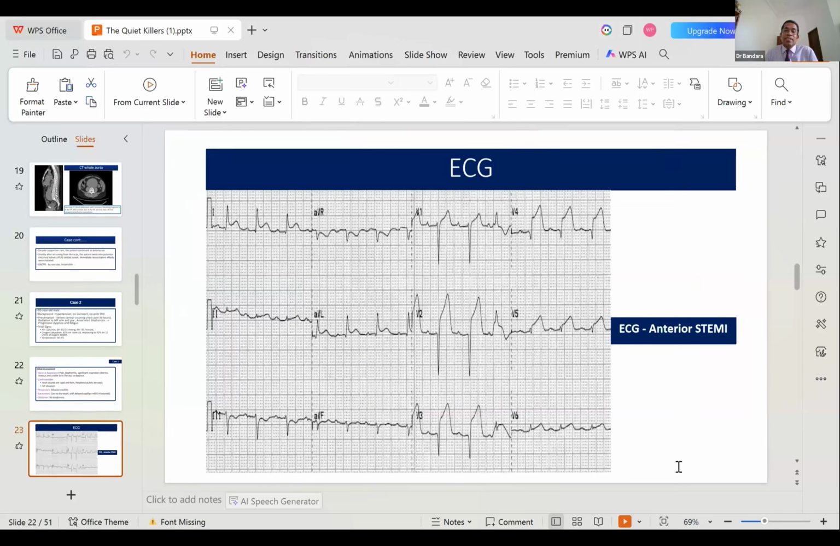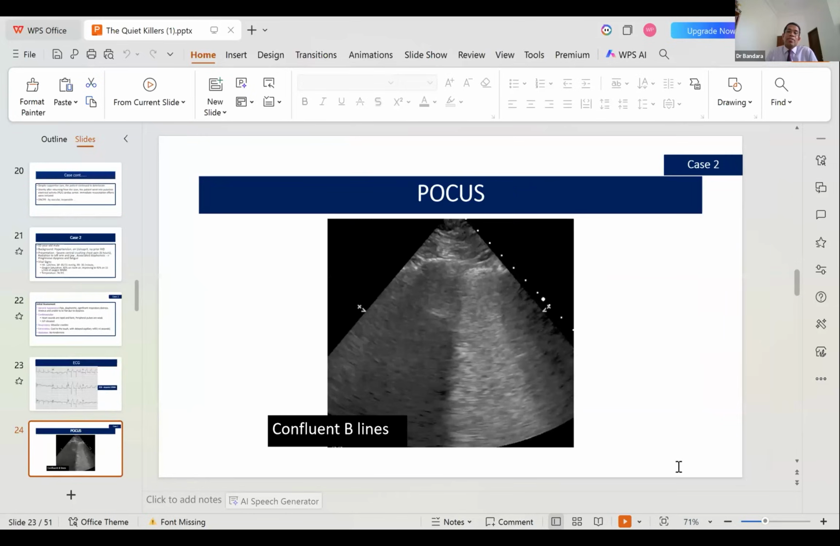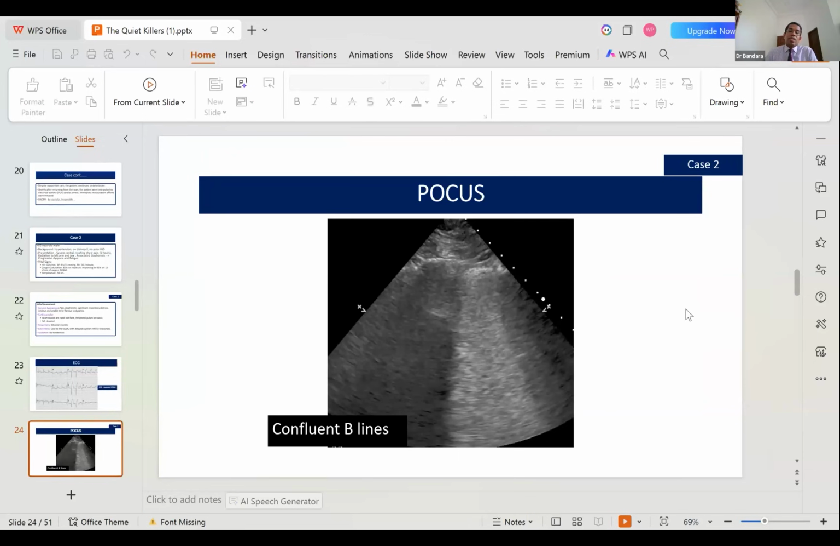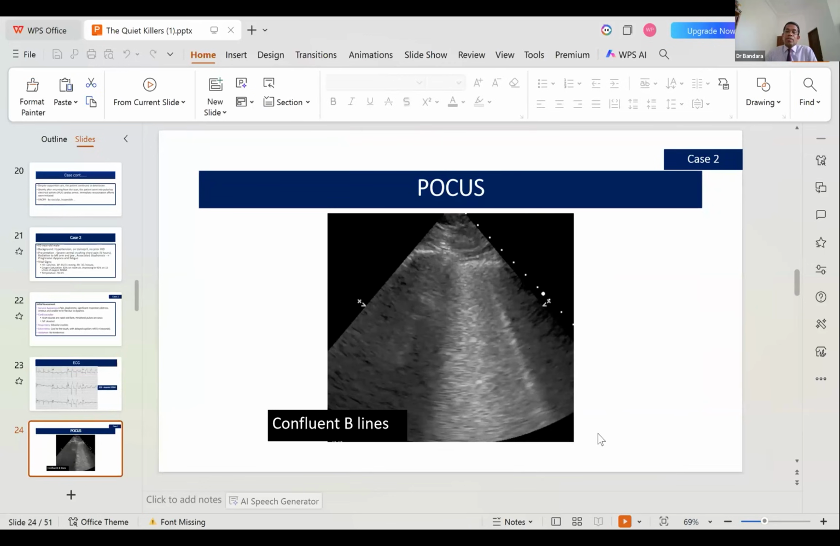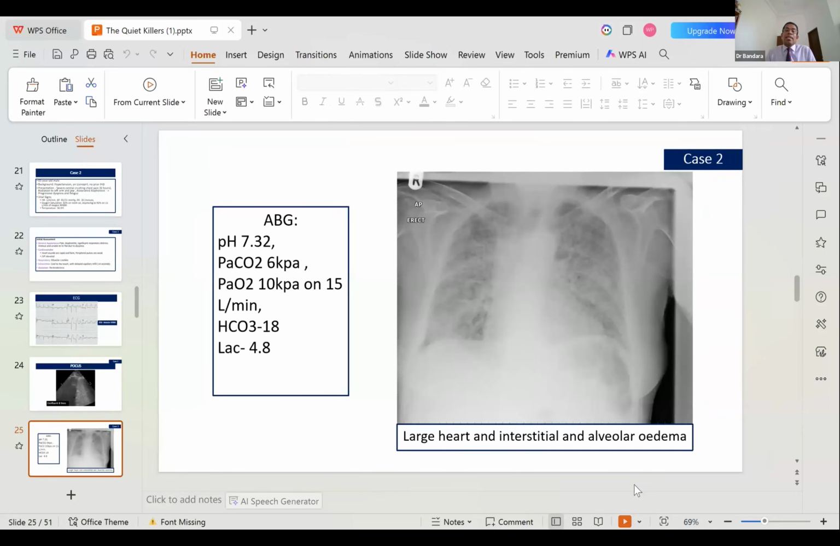So this is his ECG. It's showing obviously an anterior STEMI. If you can see this one, unfortunately I can't play it. I don't know whether you can see multifocal confluent B lines. And on his chest X-ray, you can see interstitial and alveolar edema with an enlarged heart, or cardiomegaly.